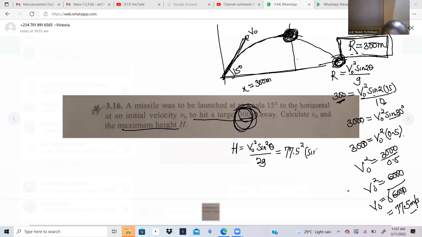So sine, sorry, sine what? Please correct me. Sine 15 squared. This sine square here means sine 15 and square it, all over 2 times 10. Can someone give me the final answer? You punch the calculator. Give me the final answer. 20.112 meters. That's correct.